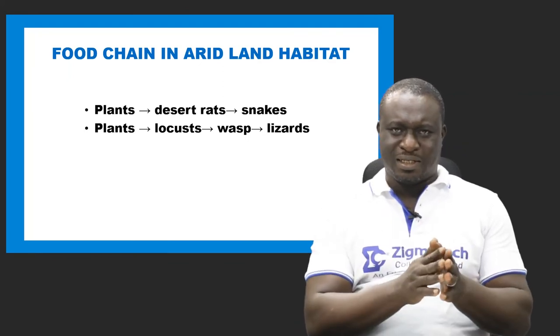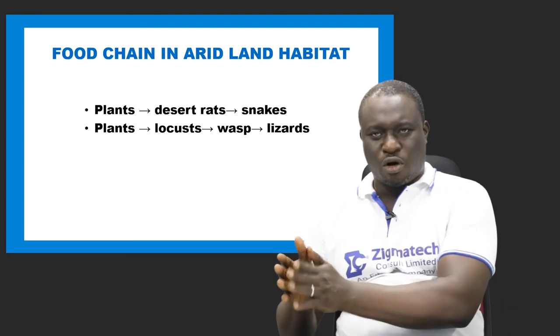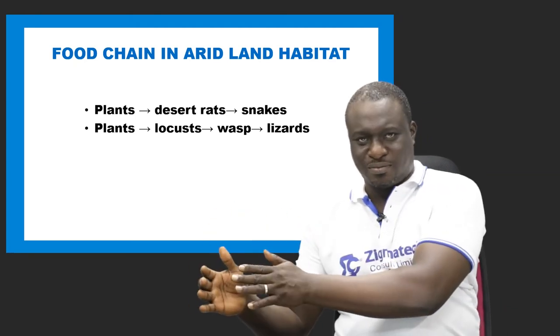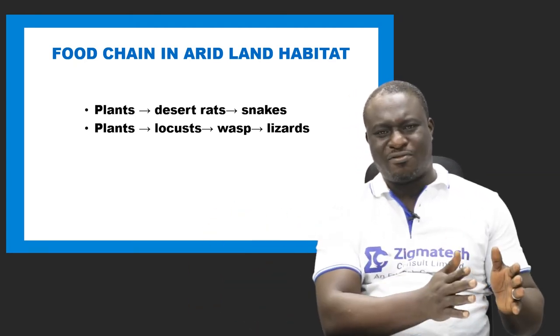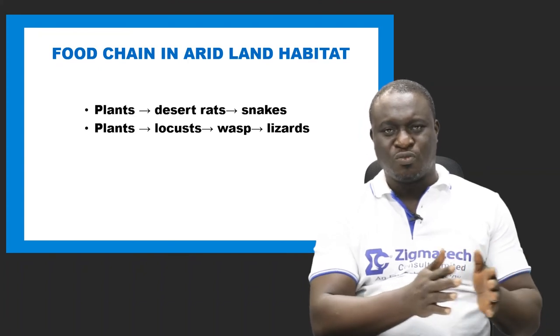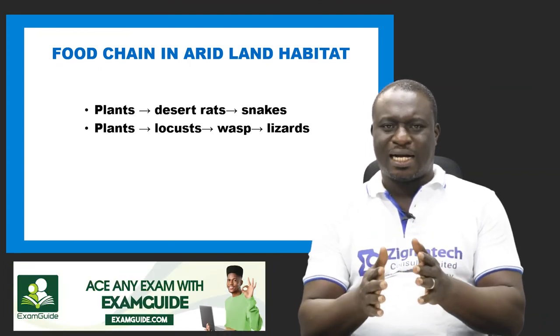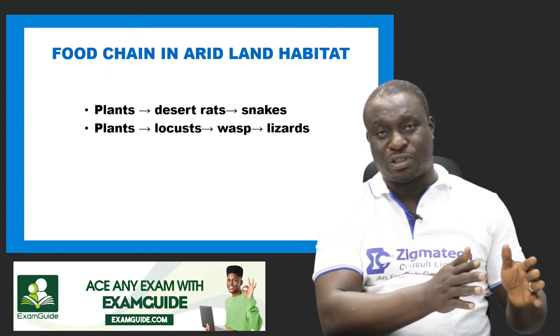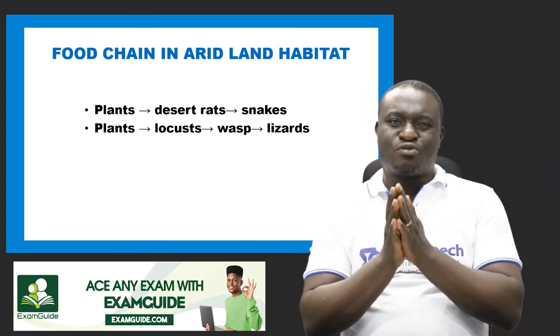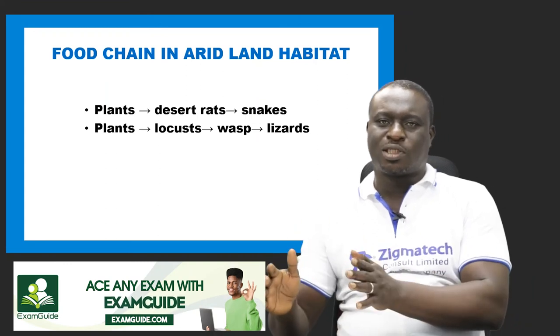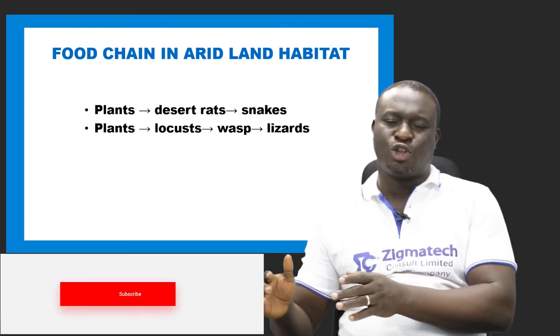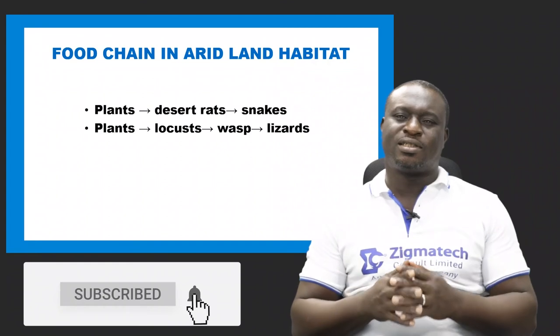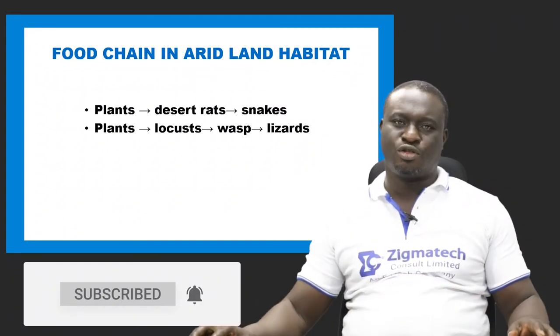We have plants, we have locusts, we have wasps, and then we have lizards. Okay, now the plants serving as the producer, the locust serving as the primary consumer, the wasps serving as the secondary consumer, and then the lizards serving as the tertiary consumer.